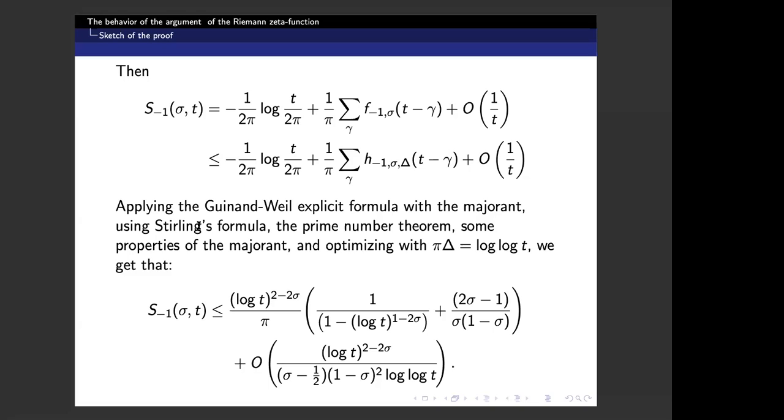We need to use Stirling formulas to understand this integral over the gamma function. We use the prime number theorem to estimate these finite sums now. We use some property of the majorant h. And finally, because we have free delta, we optimize choosing pi delta equals log t. So we use the Guinand-Weil explicit formula here to replace this part, we optimize using this pi delta, and finally, we can obtain this estimate: S minus 1 sigma t has.